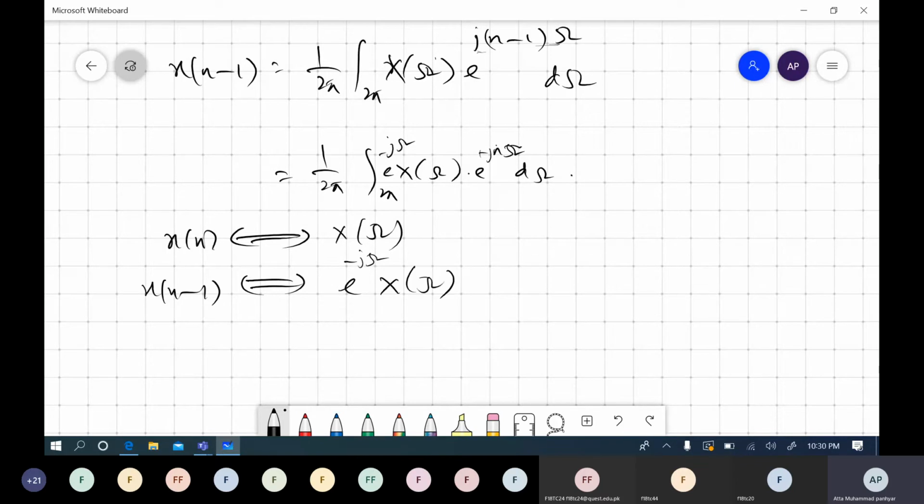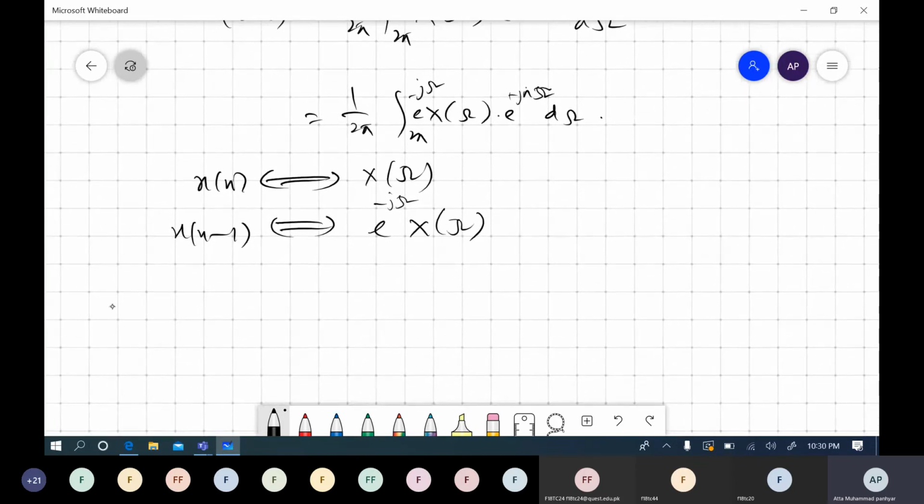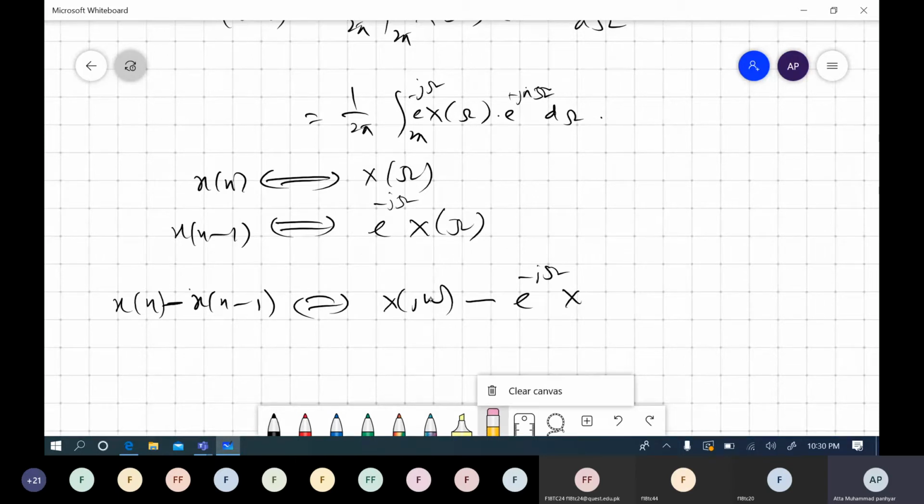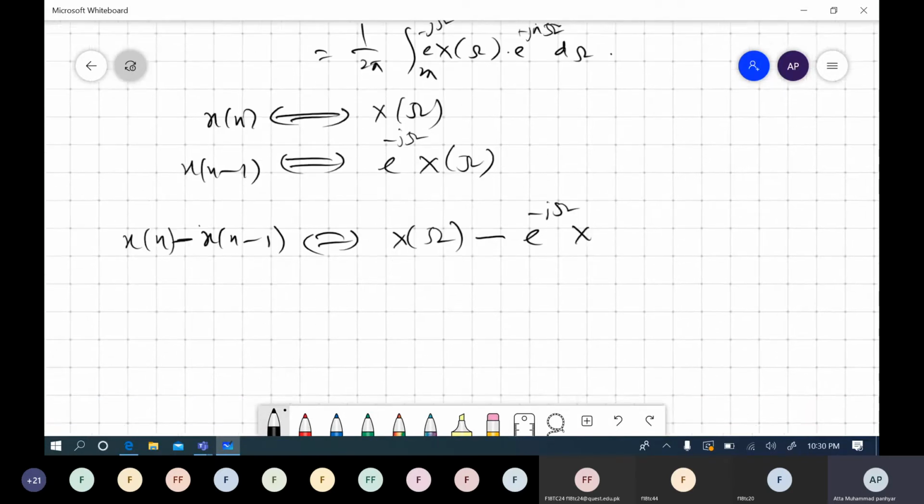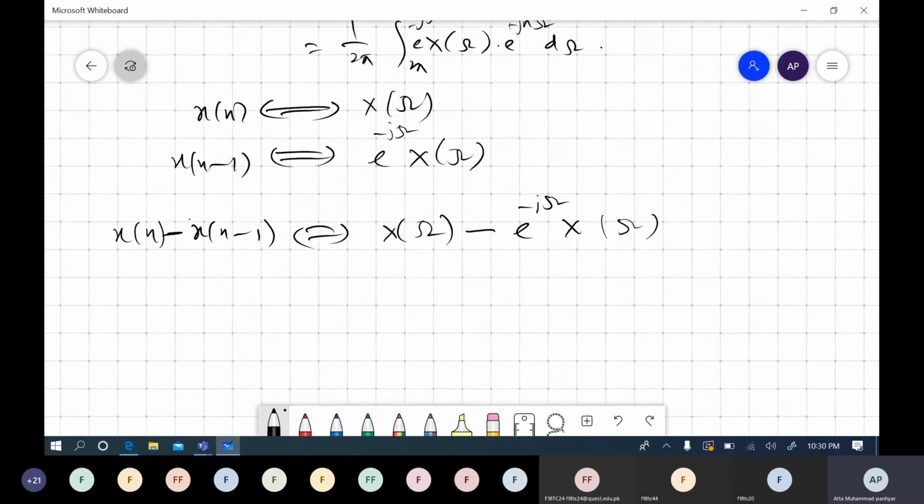X of omega, right? So then if you find the difference x of n minus x of n minus 1, then this must be equal to, by the linearity property, X of omega minus this term, e to the power minus j omega. Oh my god, I made a mess. This is for continuous time, this is for discrete time, right? X of omega. Now if I take X of omega common, then this must be equal to 1 minus e to the power minus j omega, right?